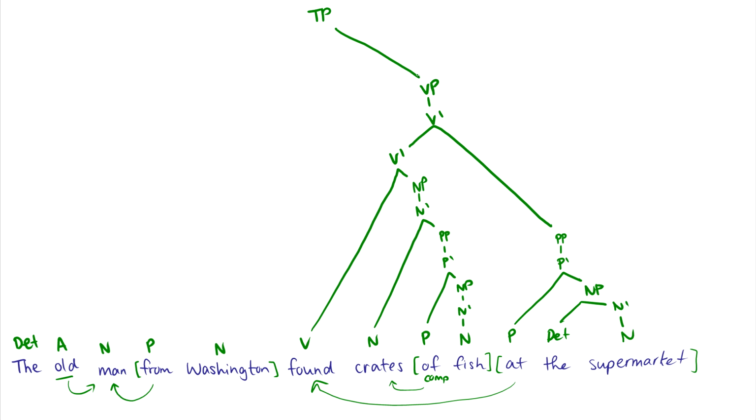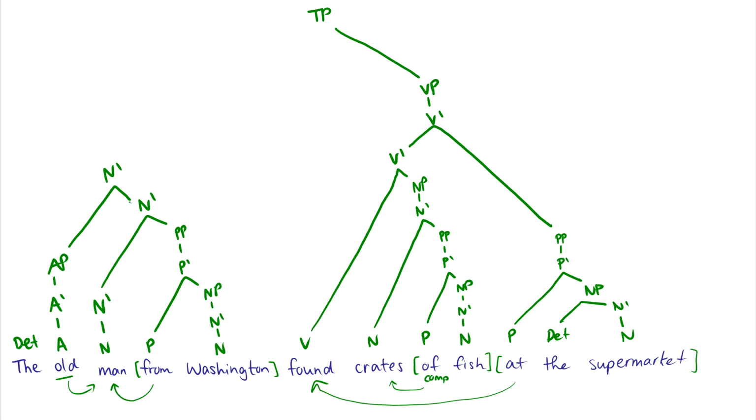The old man from Washington. Man has two adjuncts. It has from Washington. So let's do from Washington. Washington is the complement of the preposition from. So that will be the daughter to a P bar, sister to a P, and that will go up to a prepositional phrase. So man from Washington. This will connect at an N bar level because from Washington is an adjunct. And then old. Old is also an adjunct, so we'll just connect it to another N bar level. So here we have two adjuncts. We have daughter to an N bar, sister to an N bar. Then we also have this prepositional phrase, daughter to an N bar, sister to an N bar. So we create multiple adjuncts just by making more N bar levels. That's how we deal with multiple adjuncts.